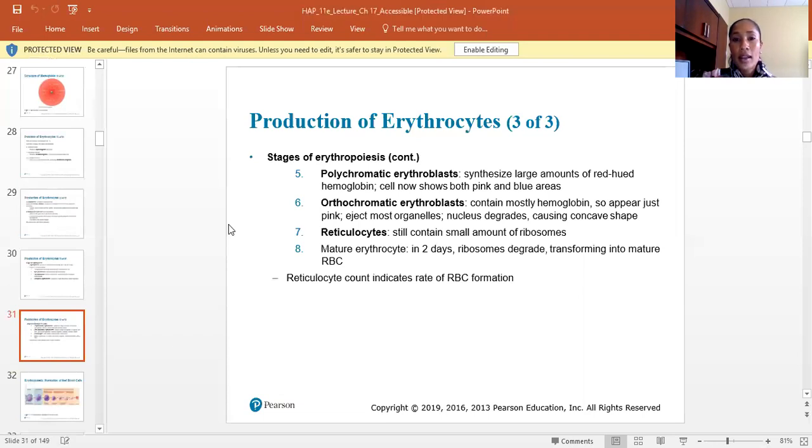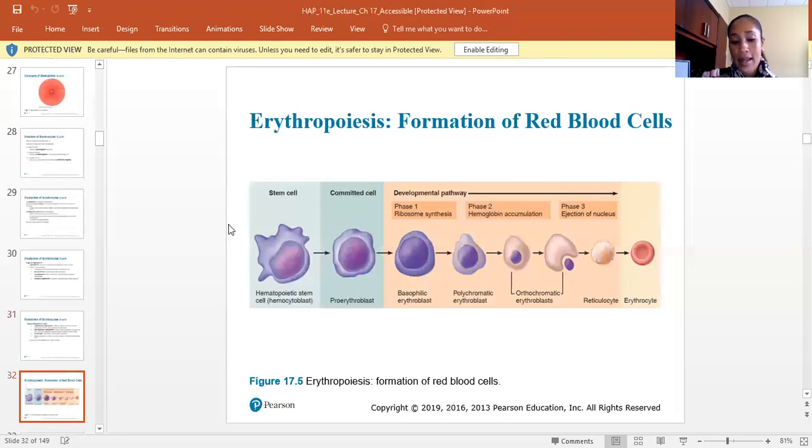So this occurs in about 2 days, where at this point, all structures inside of the red blood cell will degrade, and we will have what we consider to be a mature red blood cell. The reticulocyte count indicates the rate of red blood cell formation. So if we were ever concerned that your body's not making red blood cells efficiently, then we can look at how long it takes a cell to go from a reticulocyte to being a fully functioning red blood cell.